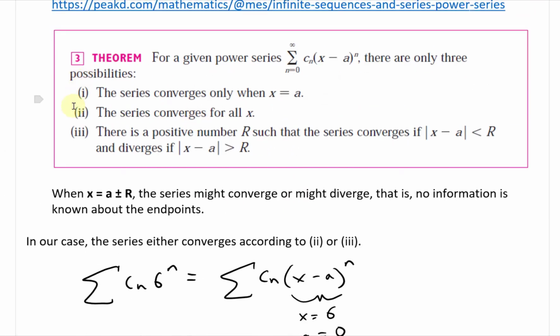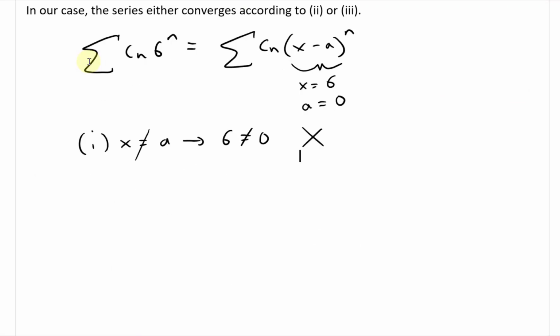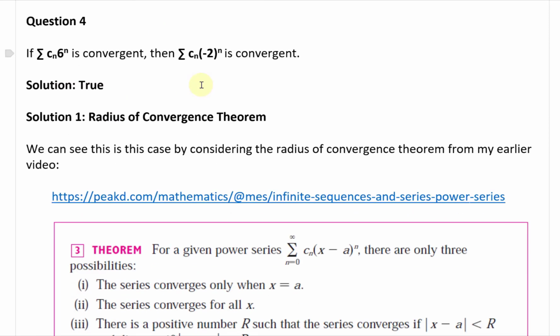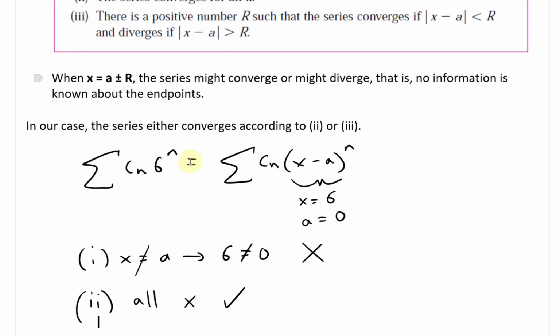So now we either have the second case, where it converges for all x. If it converges for all x, this one right here is true. If this were the only case, this is true. By case 2, this would be convergent because this is all x. So negative 2 is part of all x.